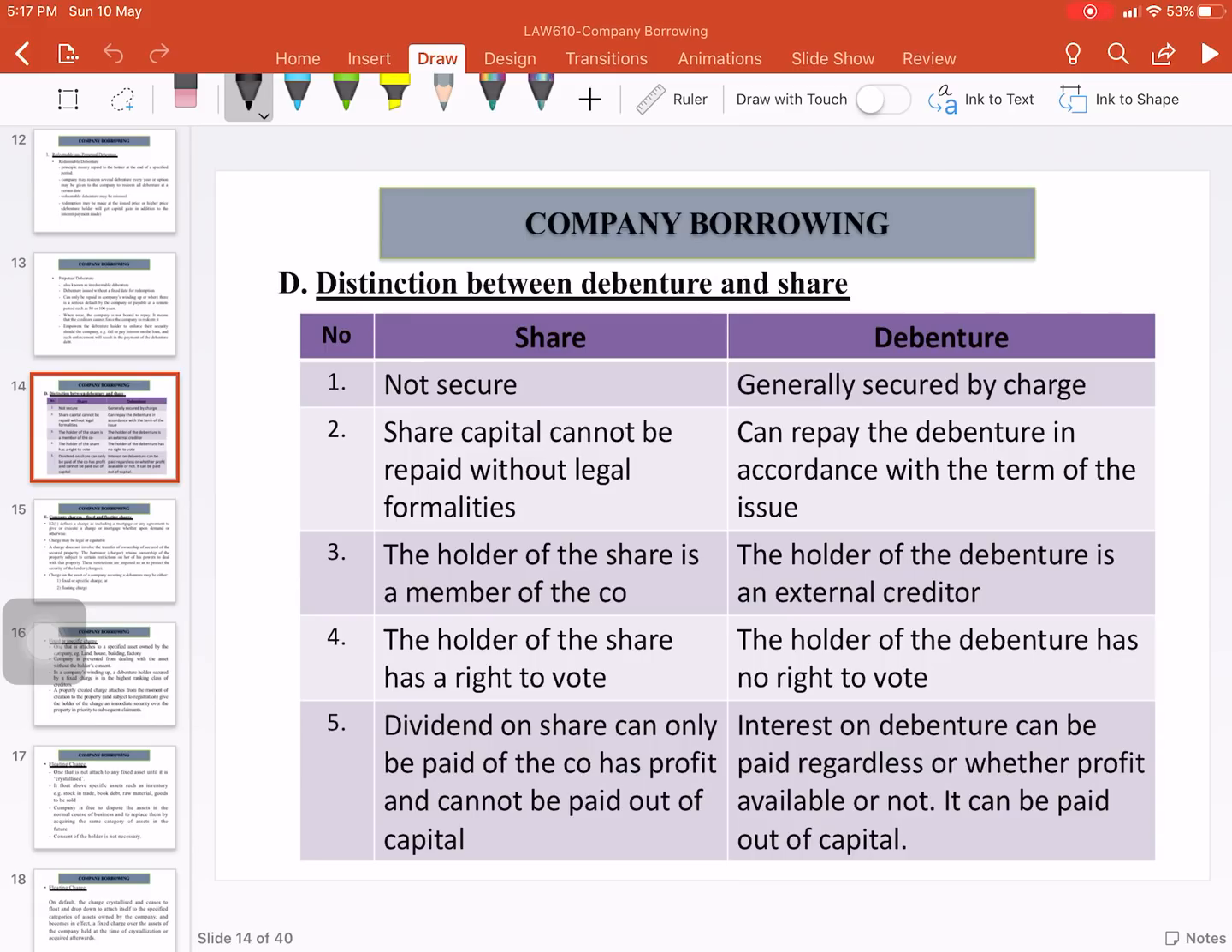In the share part, this is where the shareholders need to pay the company for the amount for those shares that they actually purchase. Okay, and once shares are fully paid, the shareholders no longer hold liability in terms of payment.